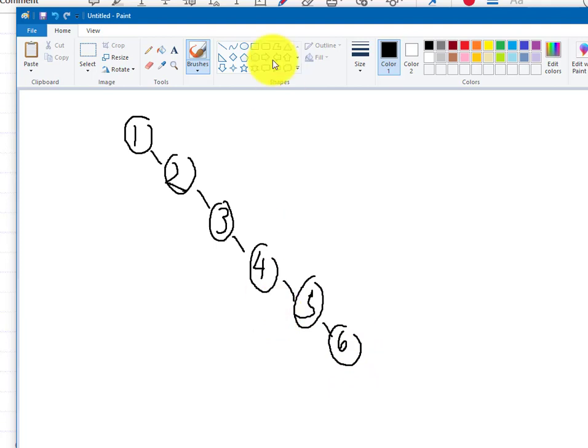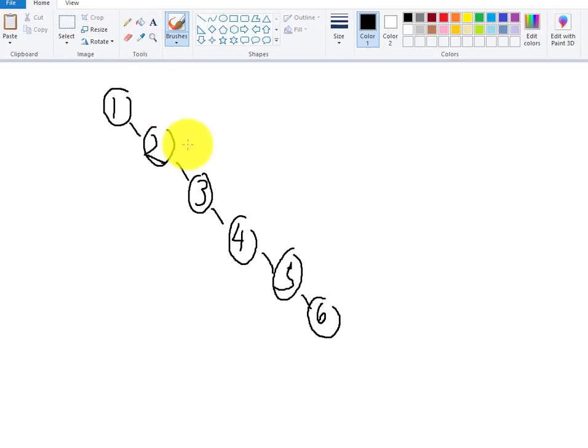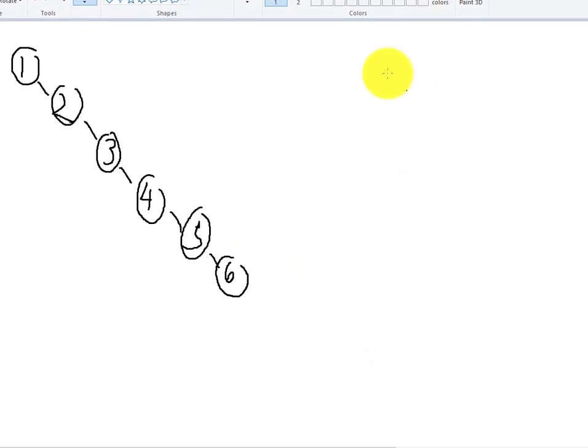But now, since we can keep our tree balanced by performing restructuring, I'll show you an example. Here we are inserting into a binary search tree: 1, then 2, then 3, and 4, and 5, and 6. Now let's insert the same things into an AVL tree.